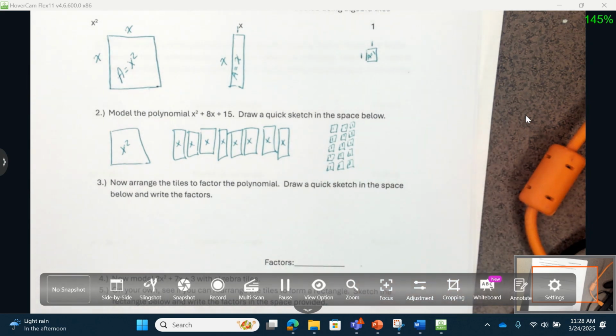If you're following at home, you can pause the video for a moment and just sketch that out. Okay, now here's where it gets kind of cool. We're going to arrange the tiles to factor the polynomial.